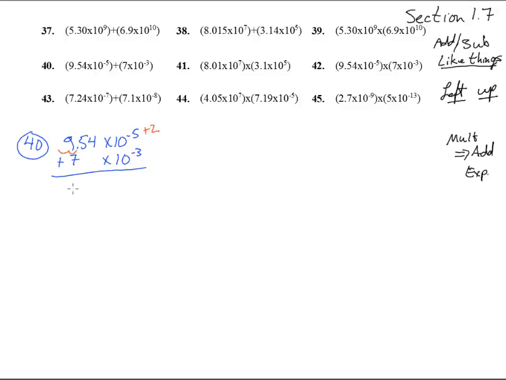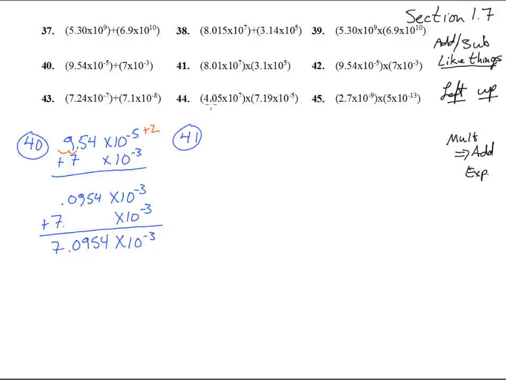So our actual problem is 0.0954 times 10 to the negative 3. So that's moving it left and up to make the same number, but with a different exponent, plus 7 times 10 to the negative 3. Here's the decimal lining up right there. That gives us 7.0954 times 10 to the negative 3. That was kind of a tricky one. Number 41. 8.01 times 10 to the 7th times 3.1 times 10 to the 5th.